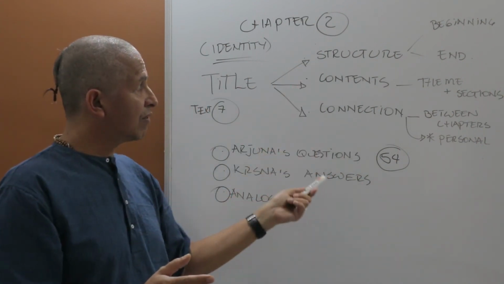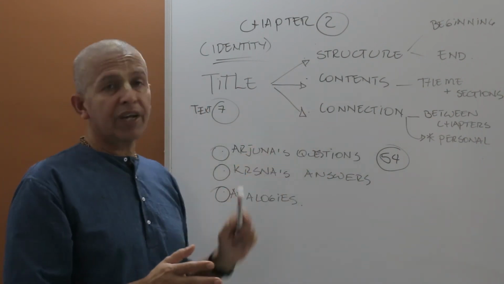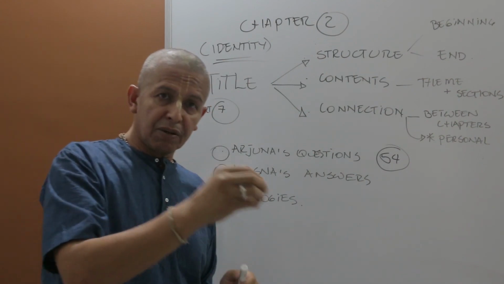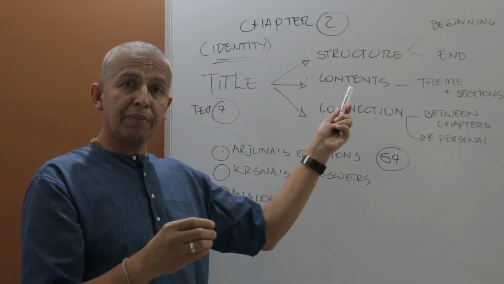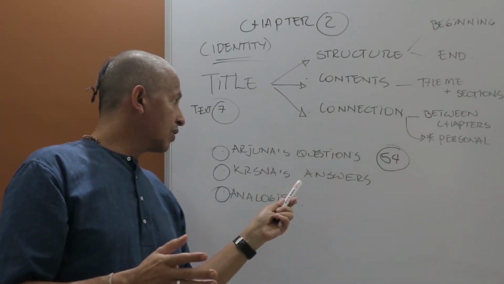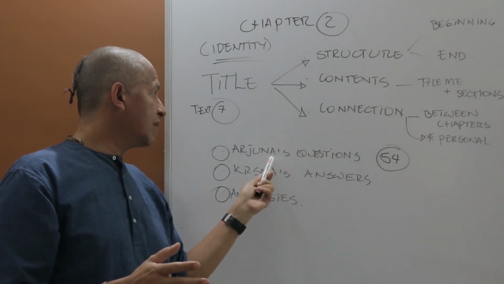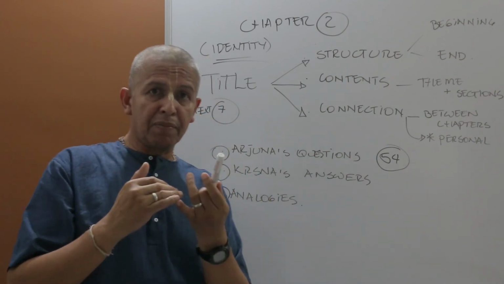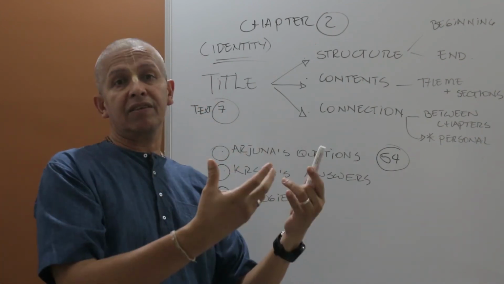So if you take this format, structure, contents, and connection, it's very simple to always remember the main themes, some of the analogies, how the chapter begins, how it ends, what about Krishna's answers in response to Arjuna's questions. And in that way we can understand, we can remember, and most importantly, we can present these to others.